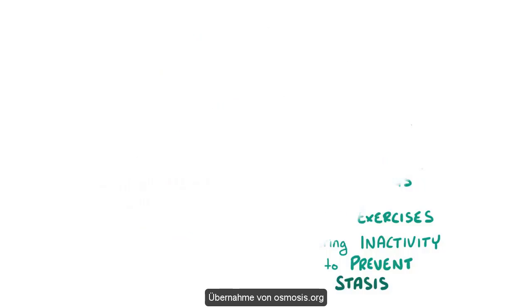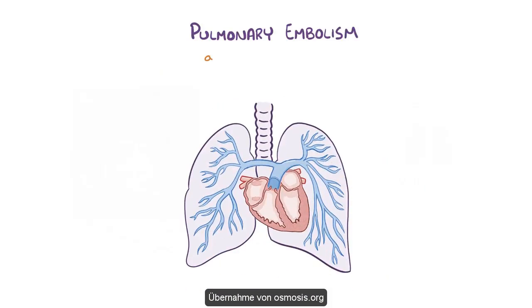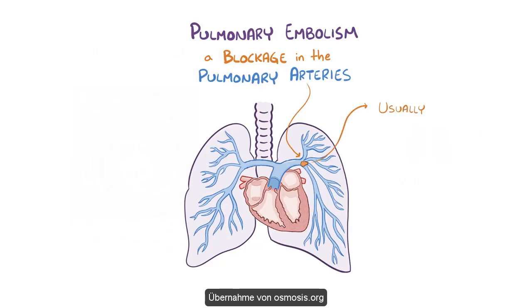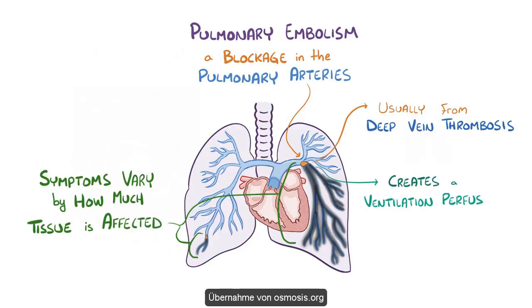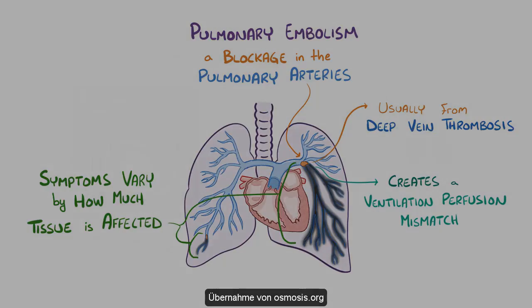Alright, as a quick recap, a pulmonary embolism is a blockage in the pulmonary arteries which deliver blood to the lungs to pick up oxygen. Typically, a pulmonary embolism is a thromboembolism, which happens when a blood clot formed from a deep vein thrombosis lodges itself in the pulmonary arteries. Symptoms vary by the amount of downstream lung tissue denied blood, which causes a ventilation-perfusion mismatch, so immediate treatment is important.